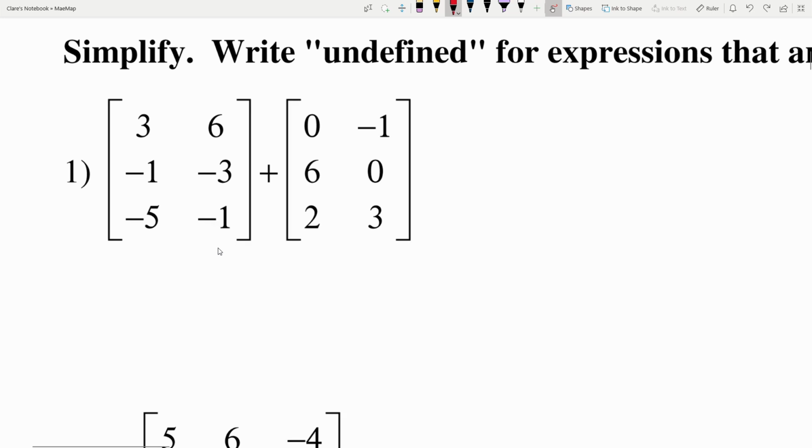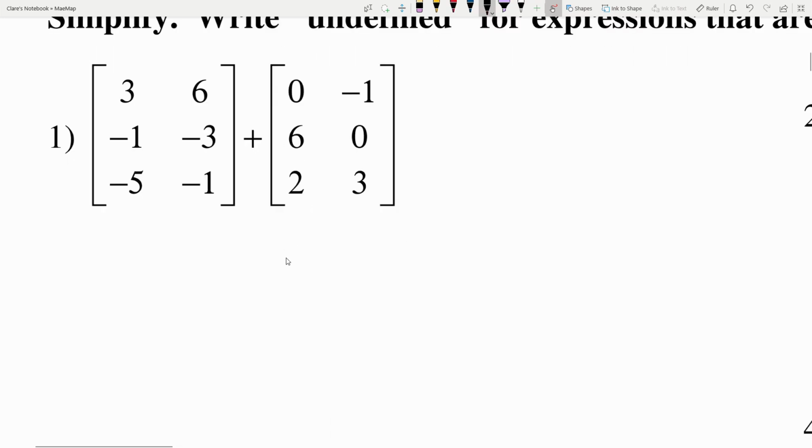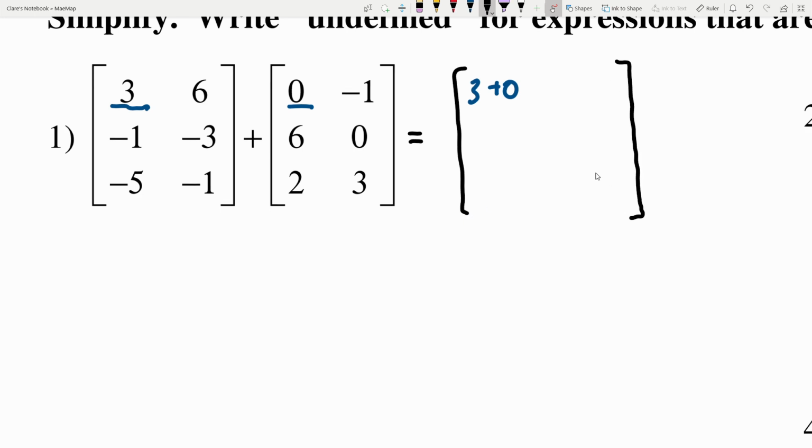In order to simplify, when we add a 3 by 2 to another 3 by 2, that's going to be a 3 by 2 matrix. When adding, we'll take the first row, first column, and add that with the first row, first column of our other matrix. So we'll have 3 plus 0 in the first row, first column of our final matrix. Then I'm going to take 6 plus negative 1, or 6 minus 1, because 6 plus a negative 1 is the same as 6 minus 1. So first row, second column, first row, second column.